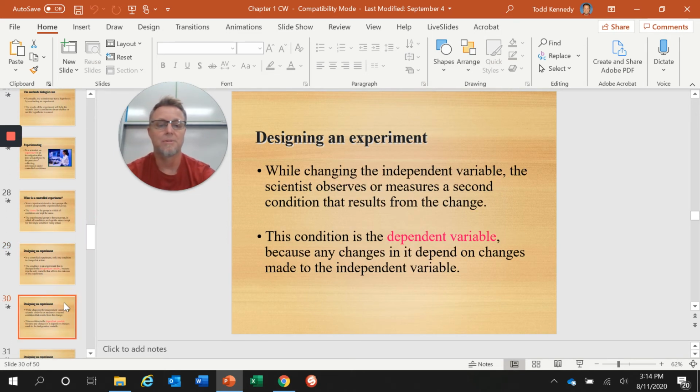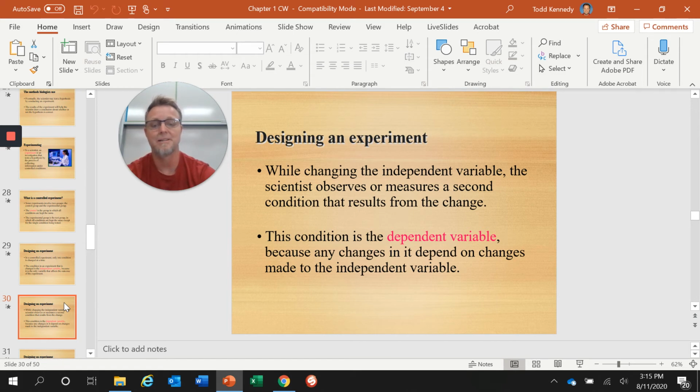There's a second variable, it's called the dependent variable. The dependent variable changes in conjunction with the independent variable. So as I, the researcher, control the independent variable, whatever I do with the independent variable is going to cause a change to the dependent variable. So in kind of a complex way of saying it, the dependent variable is called the dependent variable because it depends on the independent variable.